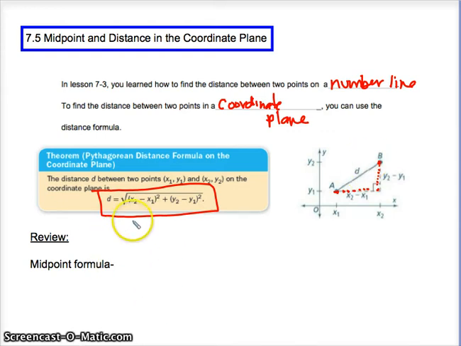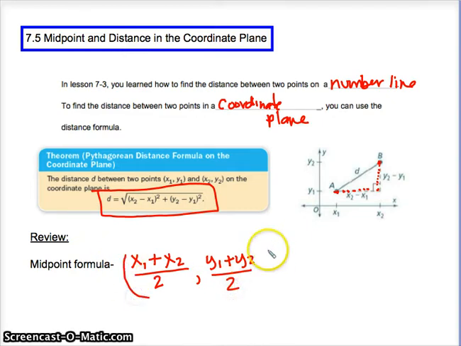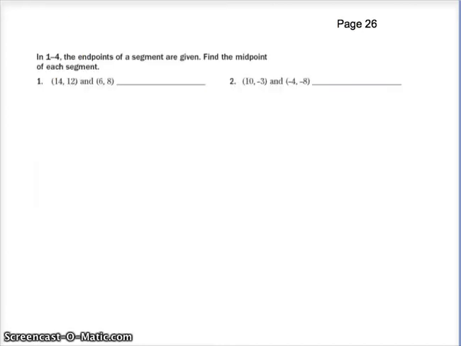Now you might also remember that in Unit 7.3 we talked about the midpoint formula. If given those same 2 points, x1, y1 and x2, y2, our midpoint formula is x1 plus x2 divided by 2, and then y1 plus y2 divided by 2. That will give me the coordinates of the midpoint. Alright, let's try some questions.